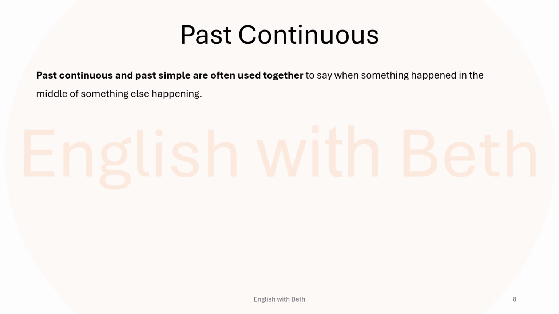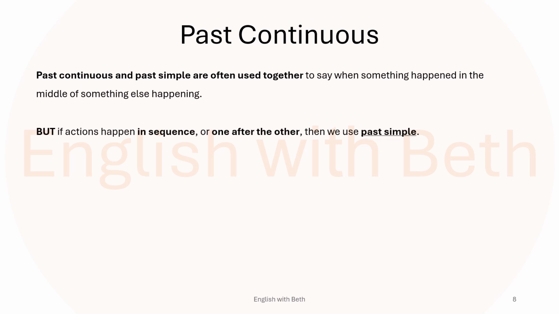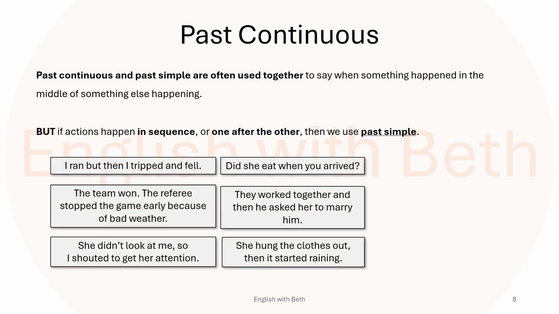So, as we've just noticed, past continuous and past simple are often used together to say when something happened in the middle of something else. But if actions happen in sequence or one after the other, then we use past simple for all verbs. I ran, but then I tripped and fell.